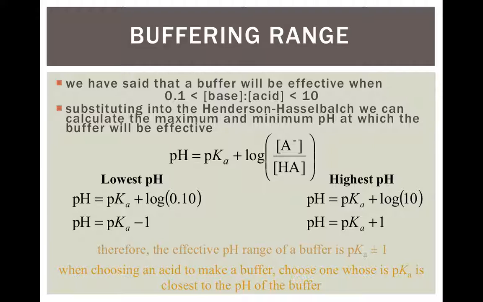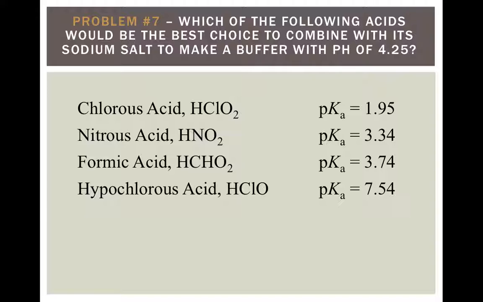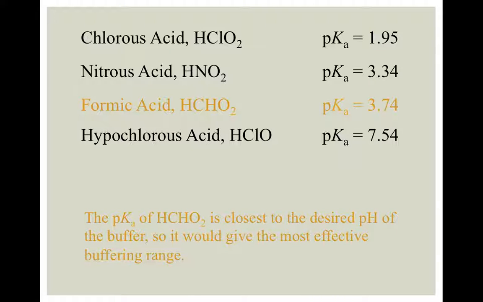So in choosing an acid to make a buffer, you're actually going to choose one with the pKa closest to the pH of the buffer. That's why acetic acid is used most often, because its pKa is closest to what we want. So if we look here, which of the following acids would be the best choice to combine with its sodium salt to make a buffer with a pH of 4.25? Well, what you want to look for is what has the pKa closest to 4.25. So if we look here, formic acid has the closest pKa to the desired pH, so it would be the most effective buffer.